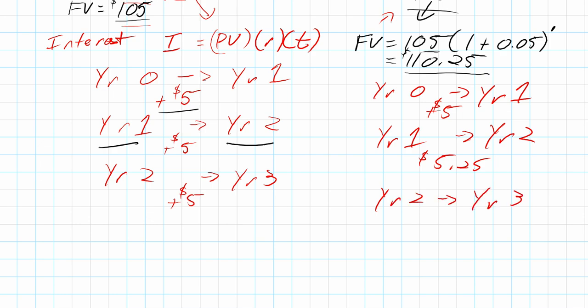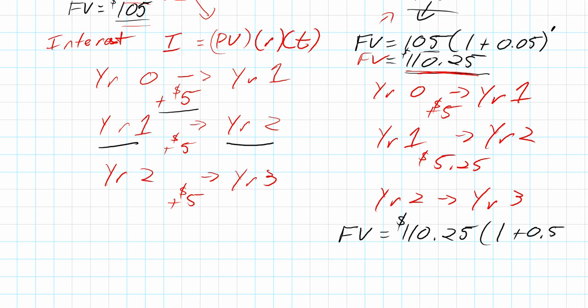Well, we just take, again, our new present value, our future value, which becomes the new present value. So we calculate again and we ask, what's the next year? Well, the next year, the future value is equal to $110.25, because that's what's in the account after those 2 years, times 1 plus 0.05.